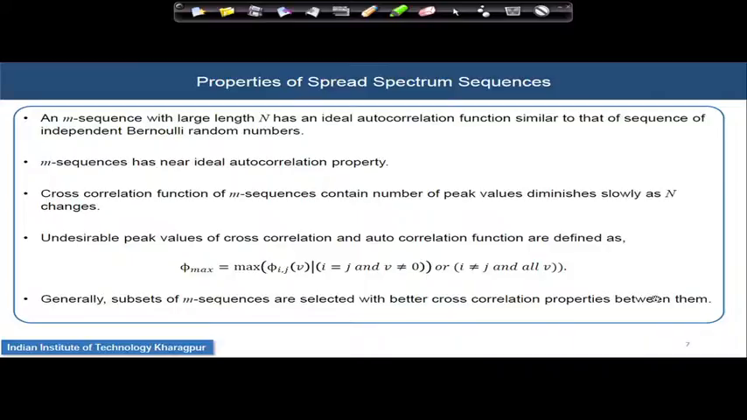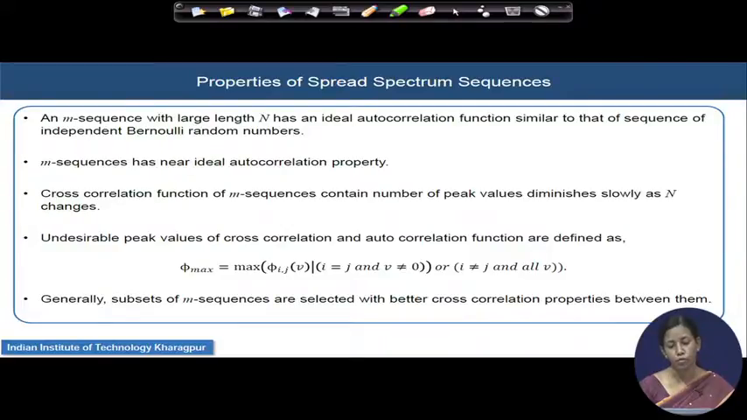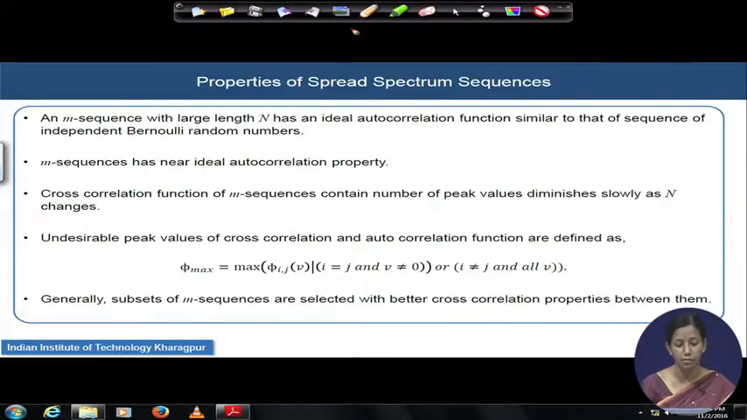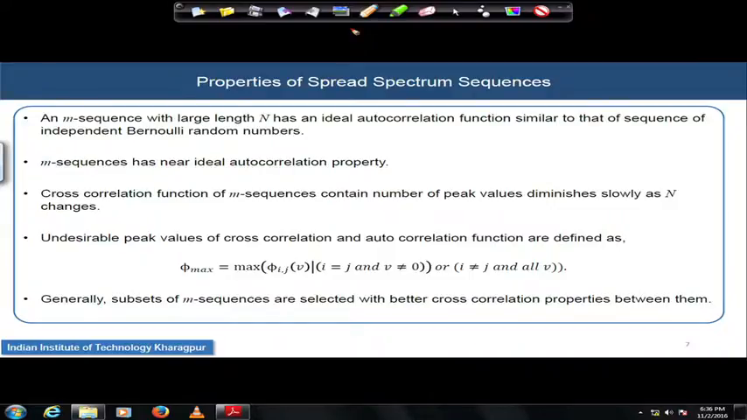Now, coming to a little more about the properties. If you consider an M sequence with very large length capital N, it has a near ideal autocorrelation function, similar to a sequence of Bernoulli random numbers. What is the ideal autocorrelation property? It starts from the autocorrelation property of a random binary sequence. So, we find that an ML sequence gives a very close autocorrelation property to that of a random binary sequence.